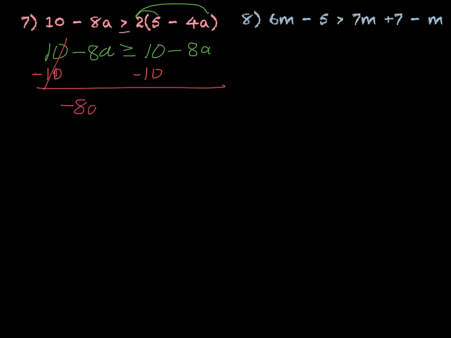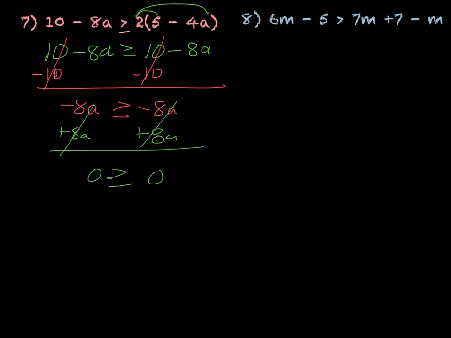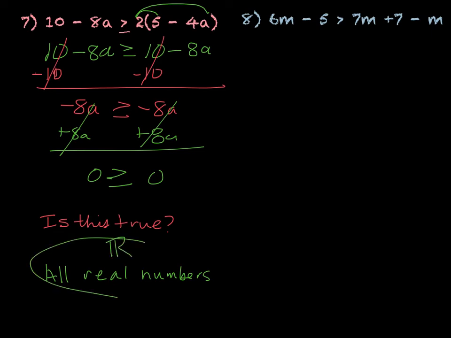So I have negative 8a is greater than or equal to negative 8a. And then we would add the 8a over. Zero is greater than or equal to zero. Now you look at this problem and you wonder, is that true? Is this a true statement? Well, the answer is yes, because zero is equal to zero, so it's always true. So that means the answer is all real numbers. Or you could use the symbol capital R with two bars like that. So that's your final answer, because the equation is always true.